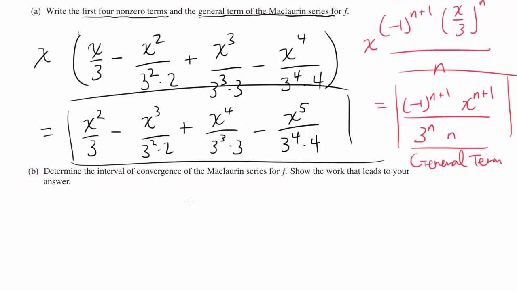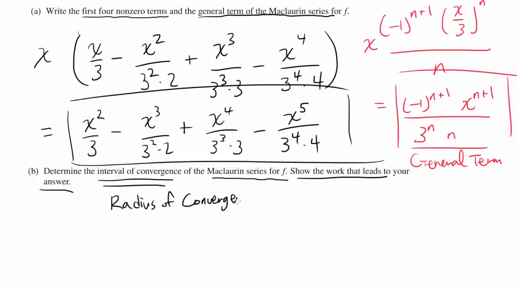So let's go on to part B. Determine the interval of convergence for the Maclaurin series for f. Show the work that leads to your answer. Well, if you're trying to find interval of convergence, you start by finding the radius of convergence, and then you test if the series converges at the endpoint. So you check the radius first, then you are going to test the endpoint.